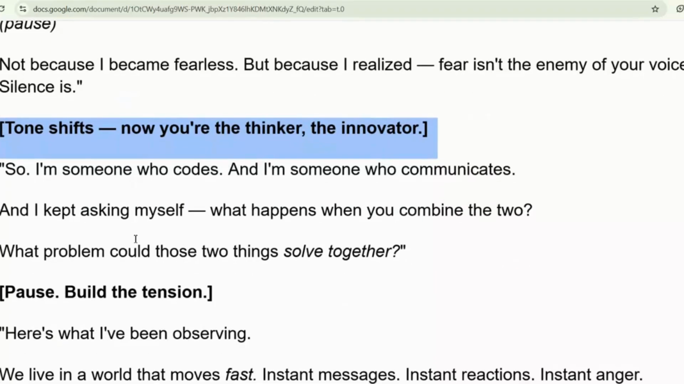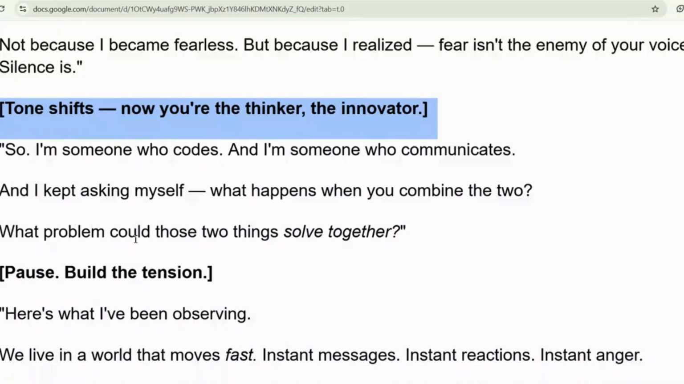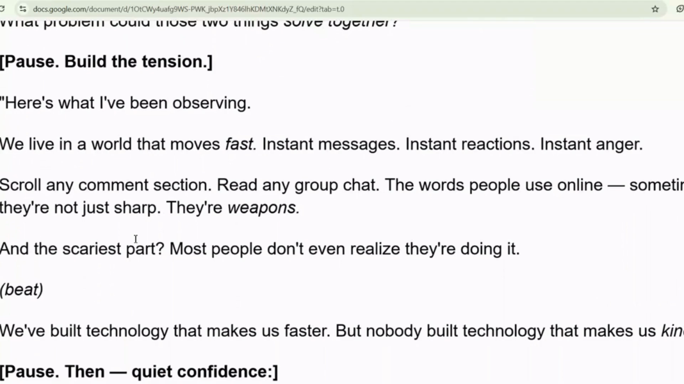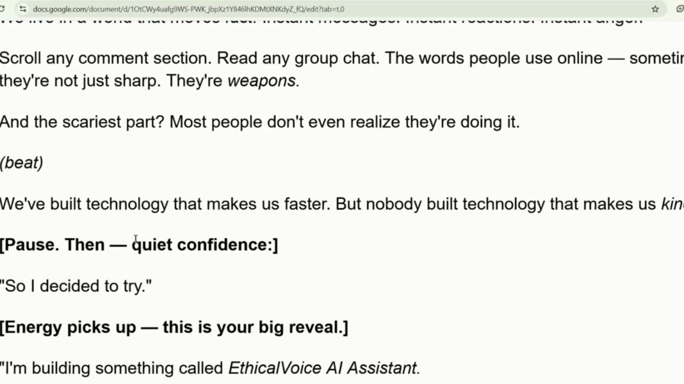I'm someone who codes, I'm someone who communicates, and I kept asking myself, what happens when you combine the two? What problem could those two things solve together? And here's what I've been observing. We live in a world that moves fast: instant messages, instant reactions, and even instant anger. Scroll any comment section, read any group chat, the words people use online sometimes are not just sharp, they are weapons. And you know what the scariest part is? People do not even realize they're doing it. So, we've built a technology that makes us faster, and so on and so forth.